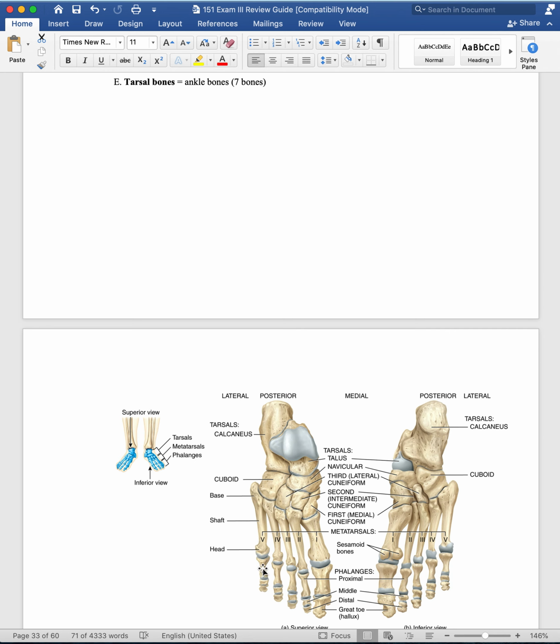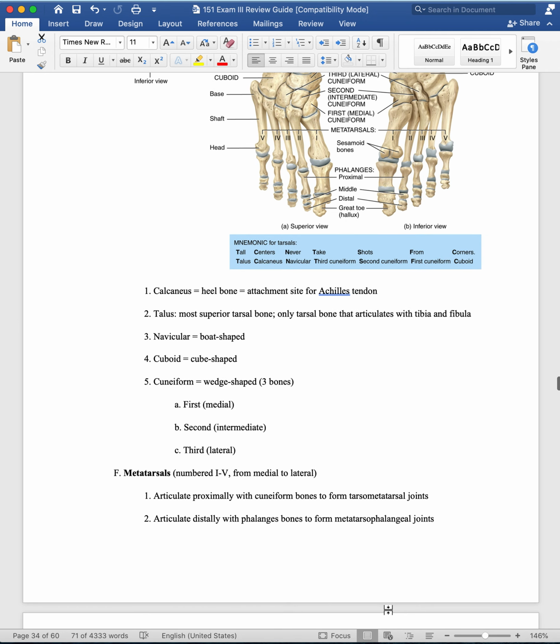And then the same thing with the phalanges. All of them have 3 except for the big toe, which only has 2. So the ones that have 3 have proximal, middle, and distal. The big toes are only going to have middle and distal. The great toe is known as a hallux. And remember in class I said that's a great Scrabble word.